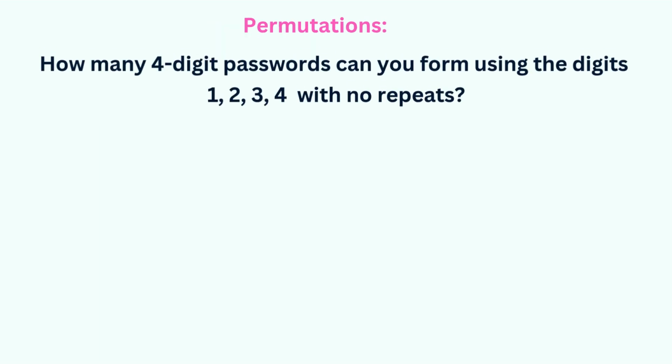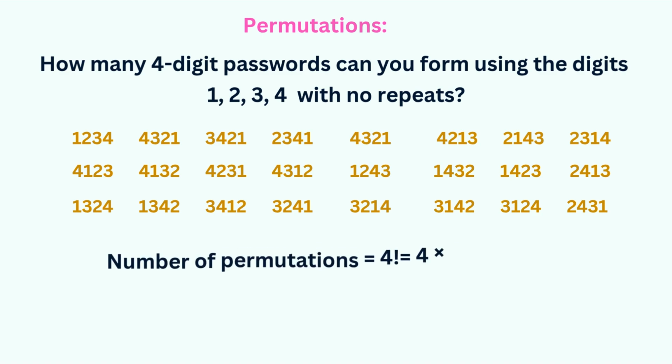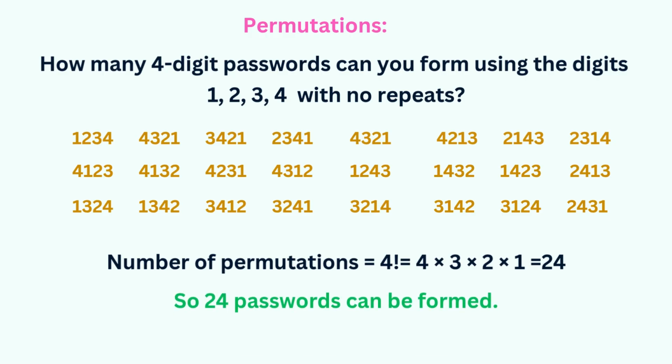How many 4-digit passwords can you form using the digits 1, 2, 3, 4, with no character repeated? The first thing you need to ask yourself is, does the order of these digits matter? The answer would most certainly be yes, since every arrangement is a different password, even though we are using the same digits. Hence, it is a permutation problem. So, the number of arrangements for these 4 items is 4 factorial. That's 4 times 3 times 2 times 1 equals 24. So, 24 4-digit passwords can be formed if no character is repeated.